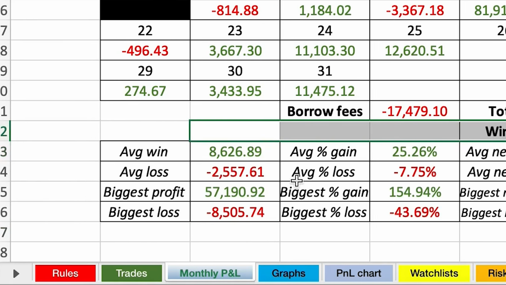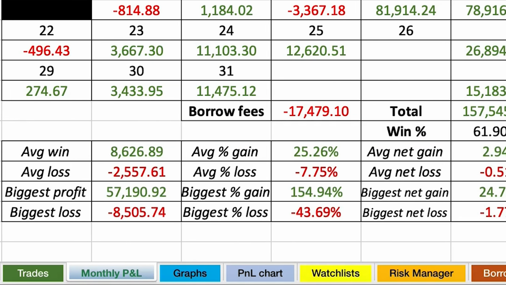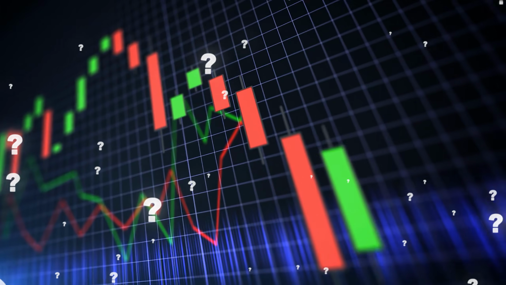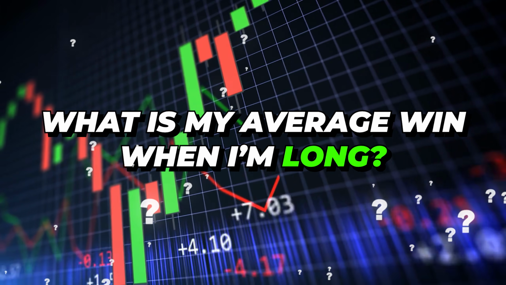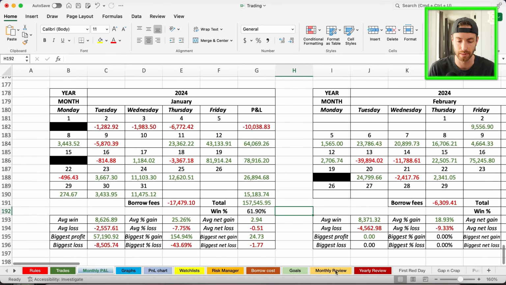Now, the last thing I'm going to mention before we go into the next particular stat is with everything I just mentioned, whether it's win rate, average win, average loss, average percent win, average percent loss, you could get even more advanced, and this gets into the intermediate style of things, where you can start looking at these stats for specific setups or specific sectors or specific biases. Like, I like to know what is my win rate when I'm long? What is my win rate when I'm short? What is my average win when I'm long? What is my average loss when I'm short, right? All these things, and I actually track this in my monthly reviews.